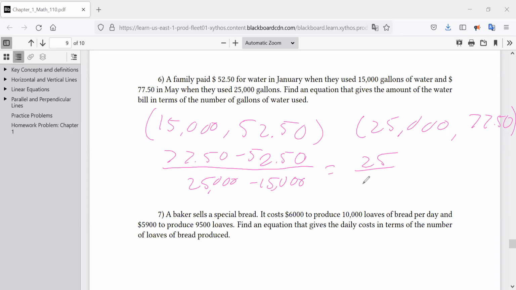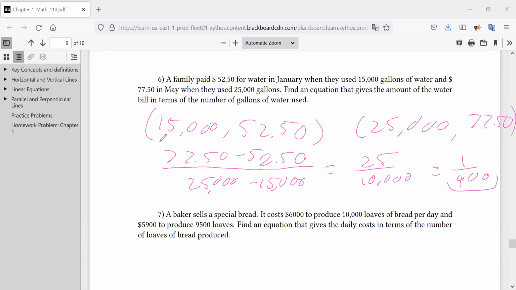It's going to be equal to 25 divided by 10,000. So this is $25 per 10,000. So that's also equal to 1 divided by 400. So this is $1 per 400 gallons of use.